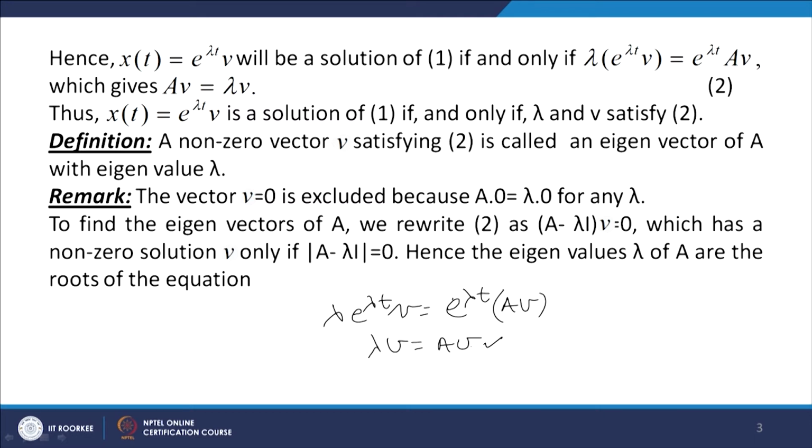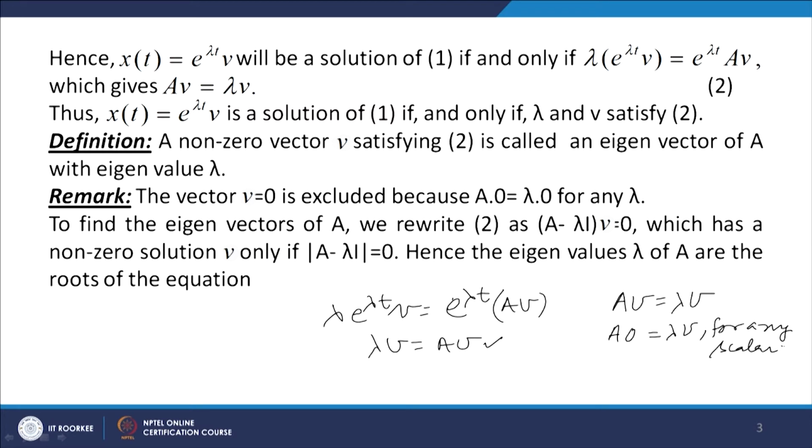Now, a non-zero vector v satisfying this equation Av equal to lambda v is called an eigenvector of the matrix A with eigenvalue lambda. Here the case v equal to 0 is excluded because it is an uninteresting case. You can see that if you allow v to be the 0 vector, then A into 0 vector equal to lambda into 0 is true for any scalar lambda.